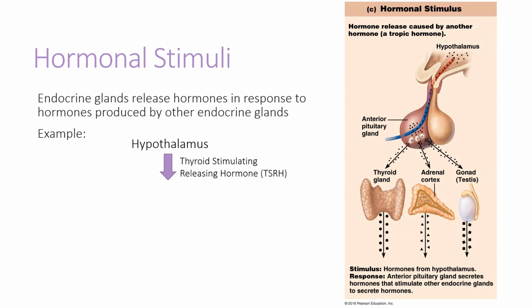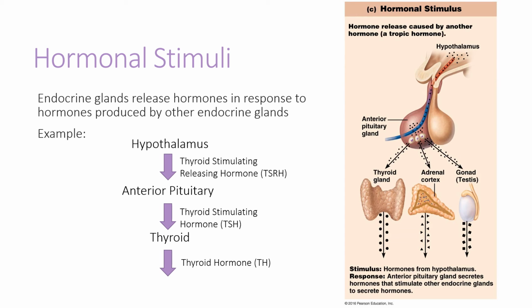hormone, TSRH. When the hypothalamus releases TSRH, it goes to the anterior pituitary and tells this second gland to start releasing a second hormone called thyroid stimulating hormone. That means the release of thyroid stimulating hormone was being controlled by another hormone, being some kind of hormonal stimulus. Thyroid stimulating hormone then travels to the thyroid, which it stimulates to produce thyroid hormone. Thyroid hormone then goes out to the body to increase metabolism all over the body.